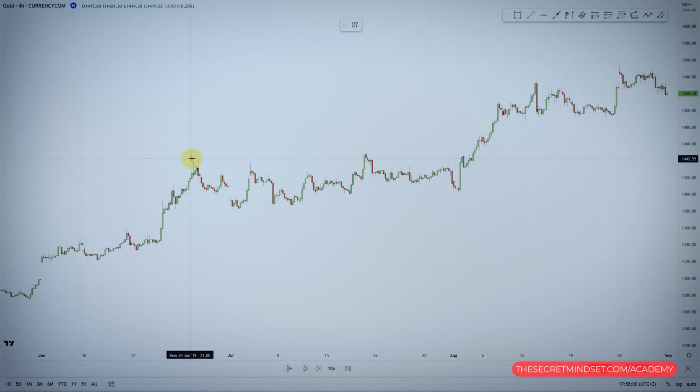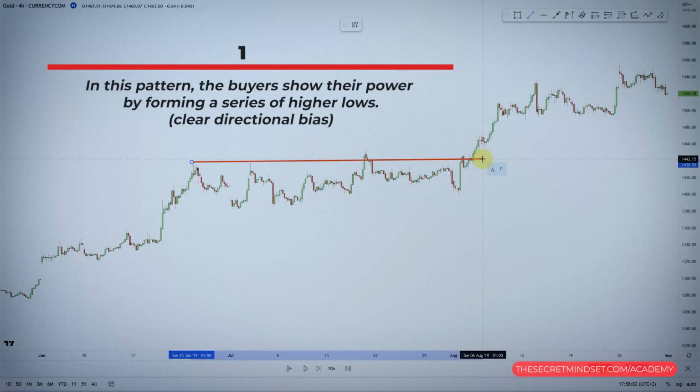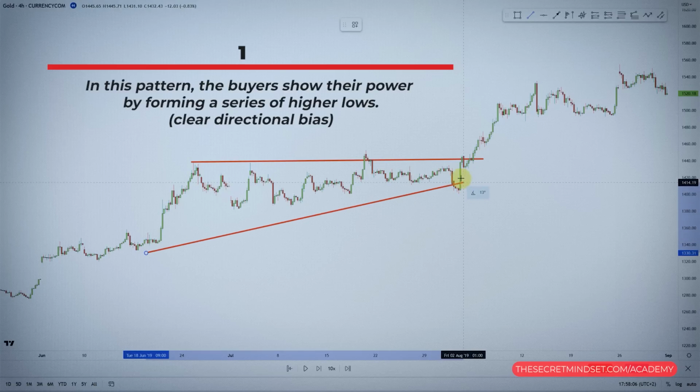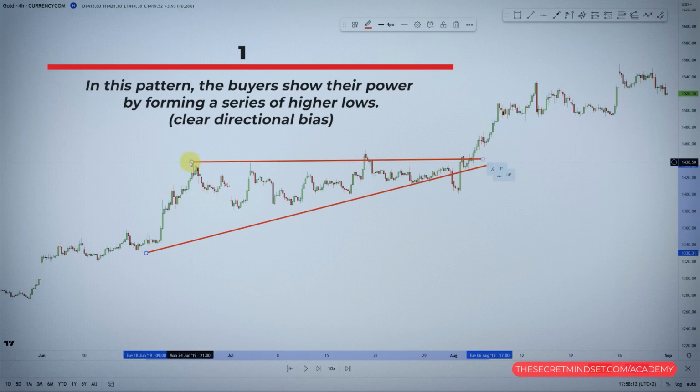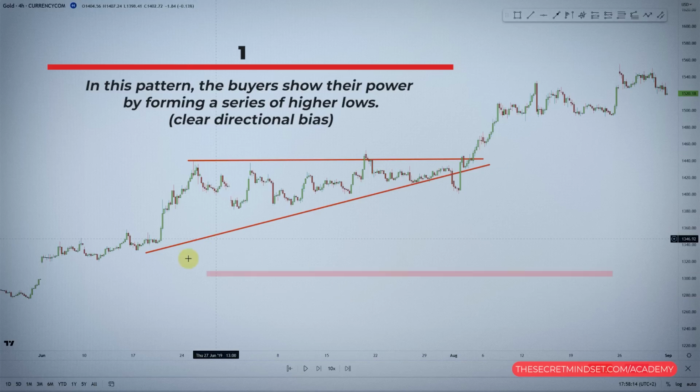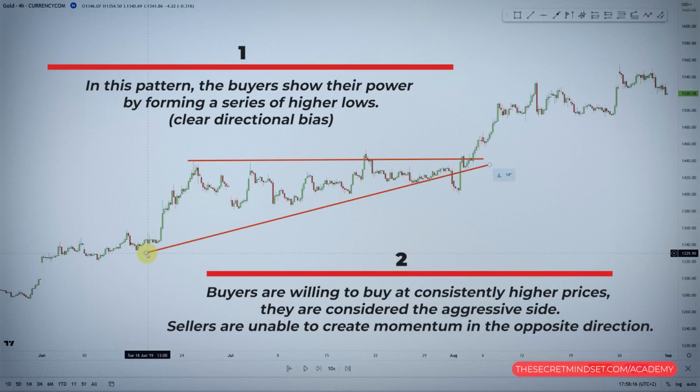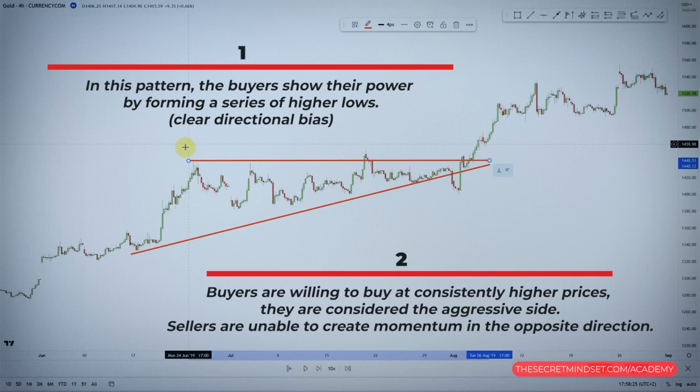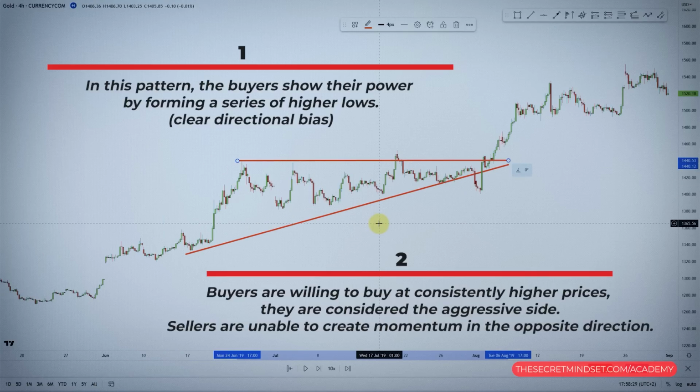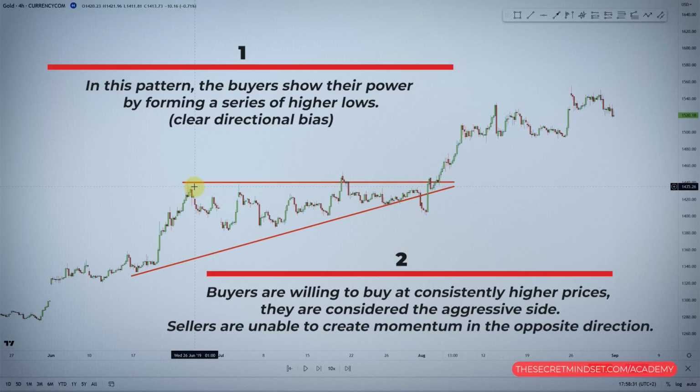Unlike the symmetrical triangle, the ascending triangle pattern has a clear directional bias. In this pattern, the buyers show their power by forming a series of higher lows. Because the buyers are willing to buy at consistently higher prices, they are considered the aggressive side. Meanwhile, as the buyers push higher, the sellers are unable to create momentum in the opposite direction. Instead, they form a horizontal resistance level.